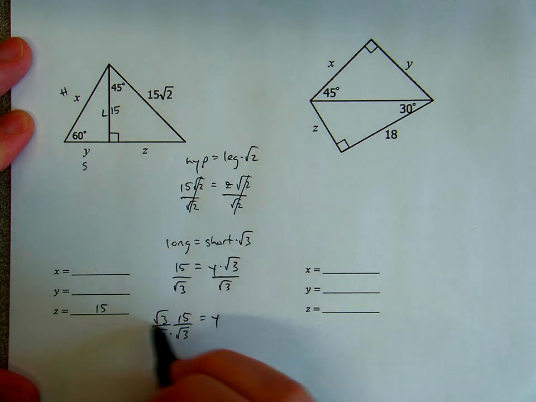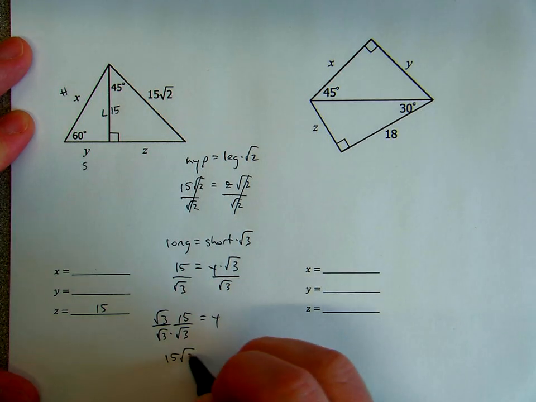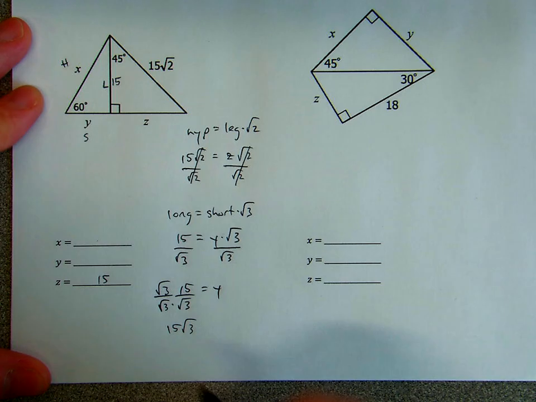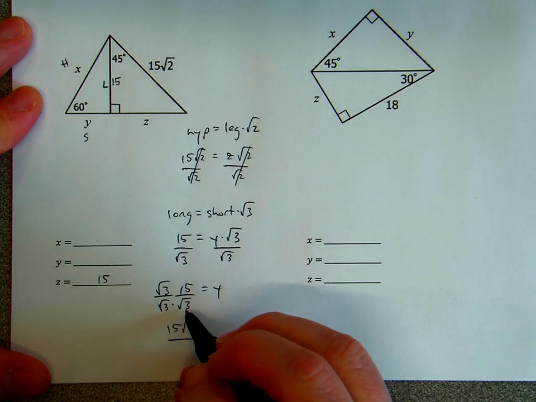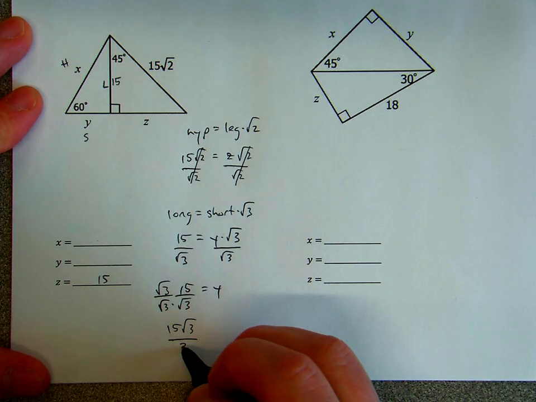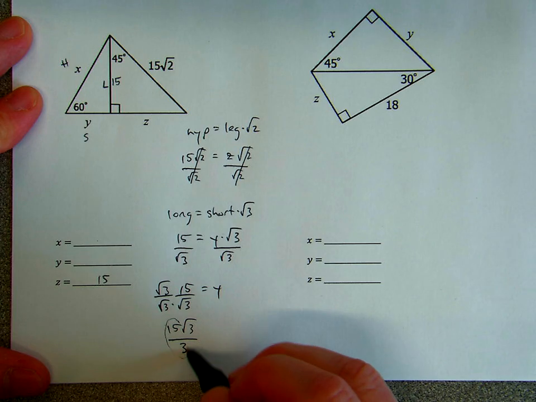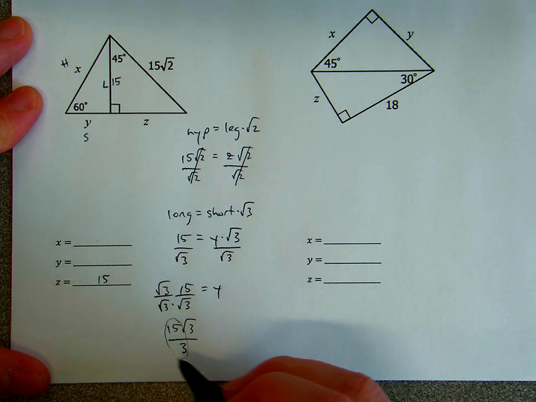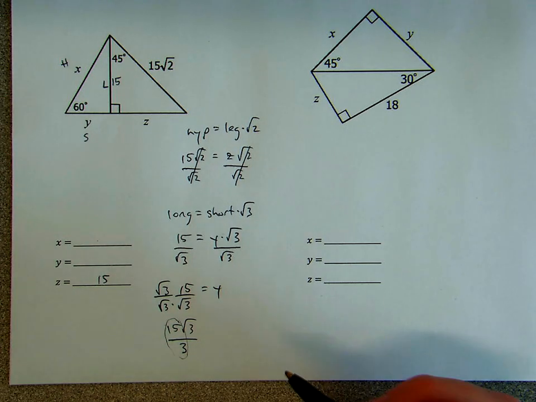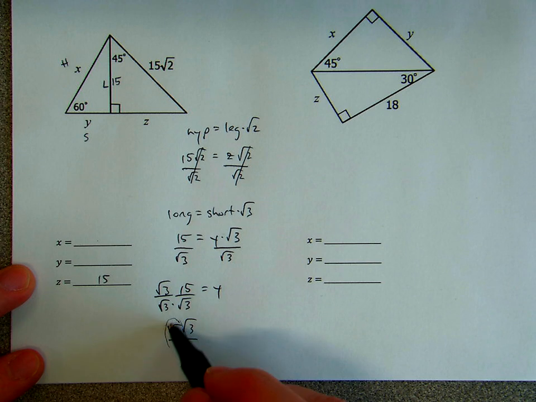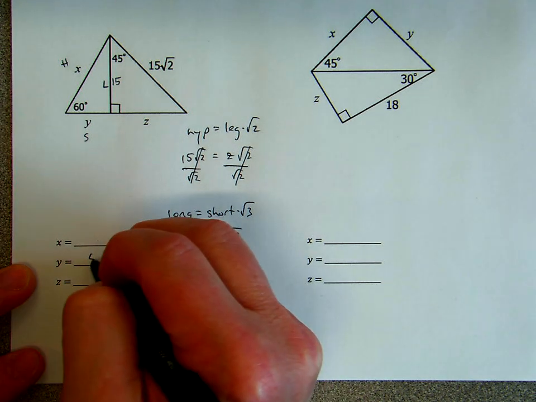So this is going to be 15 square roots of 3, right? Square root of 3 times square root of 3 is square root of 9, which is 3, but 3 divides into 15. So 3 goes into 15 5 times, so y is 5 square roots of 3.